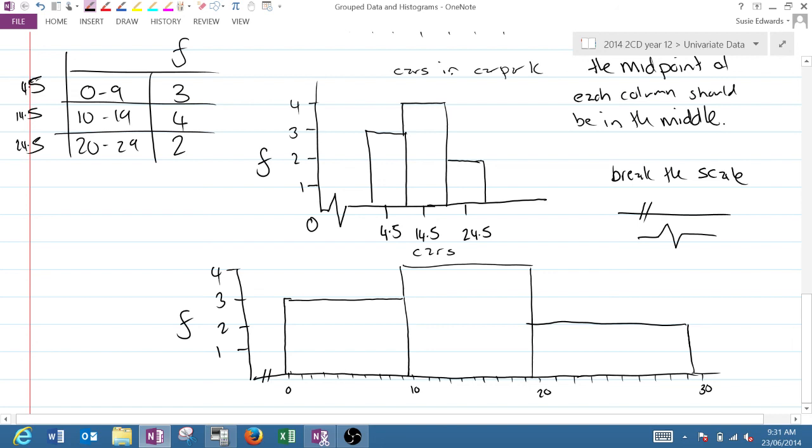Which one's easier to draw? The first one. So if there's no scale, definitely draw the first one. Just draw the columns, make sure they're the same width, and put in your midpoint. Otherwise, you have to think about making sure all of the lines interlap. Is everyone okay with histograms?